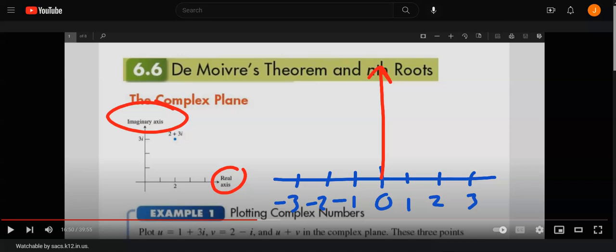Okay. So how do I find 2 plus 3i? It's really easy, folks. You treat it just like a coordinate: 2 to the right, 3 up. Pay attention to the signs so you know which way to go.